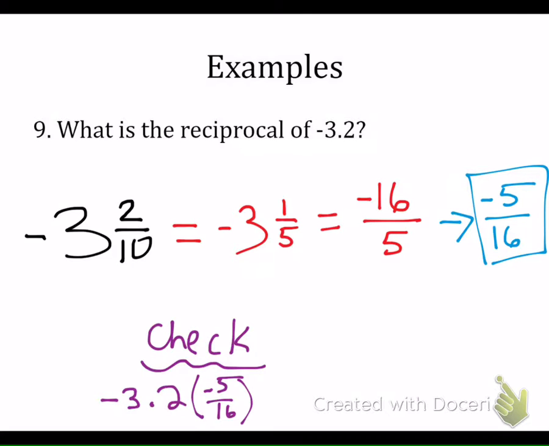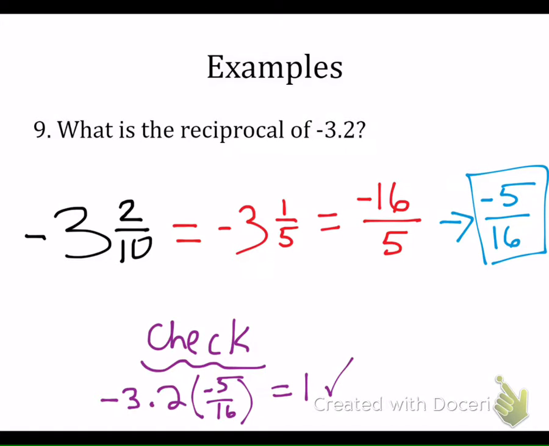So I'm going to type it in right here. I have a calculator next to me. The negative sign, 3.2 times, I'm not sure if I need to use parentheses. Let's go without. So I'm going to do negative 5 and then the ABC button and then the 16. Yep, it worked. It gives me a 1.